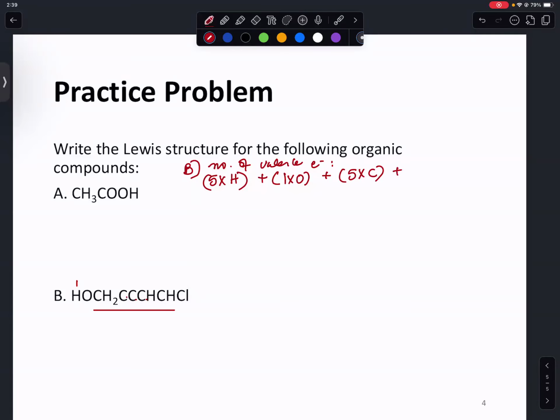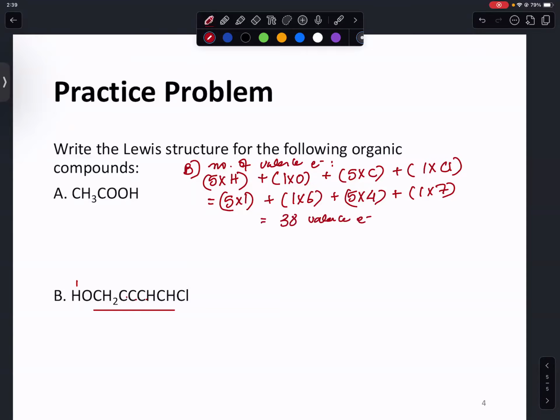Okay, plus 1 chlorine. Okay, so we have here 5 times 1 plus 1 times 6 plus 5 times 4 plus 1 times 7. And I'm doing this in real time with you. I'm not calculating it, or I haven't worked it out yet. Plus 20 plus 7. So right here I get 38 valence electrons.